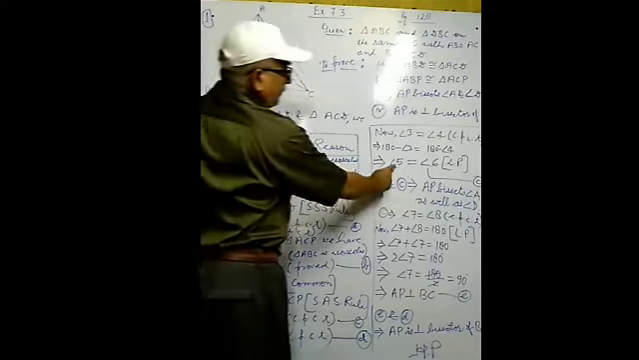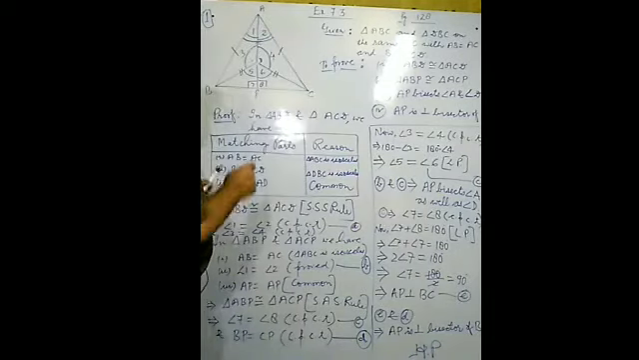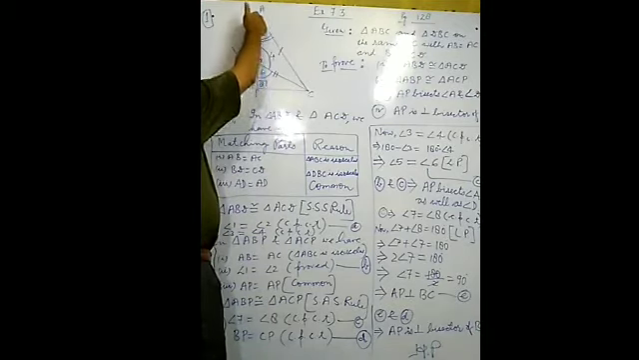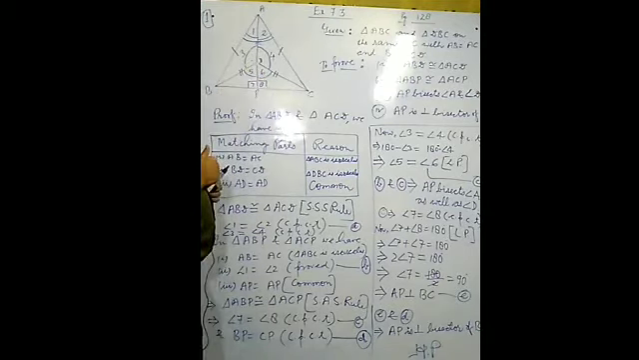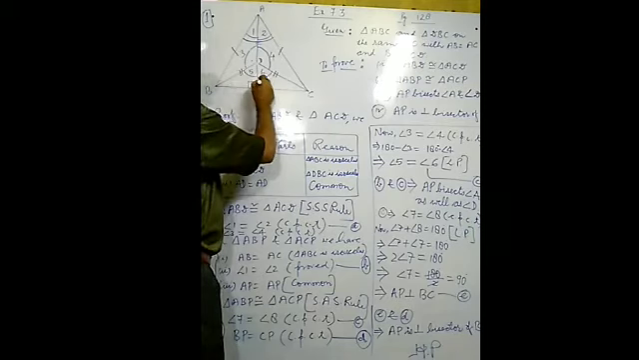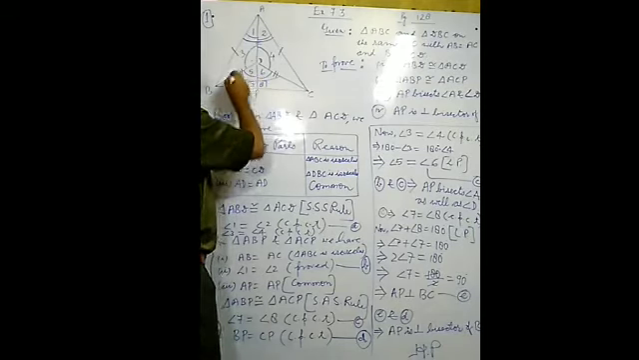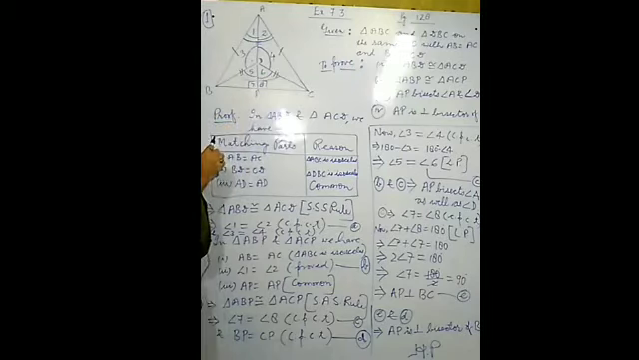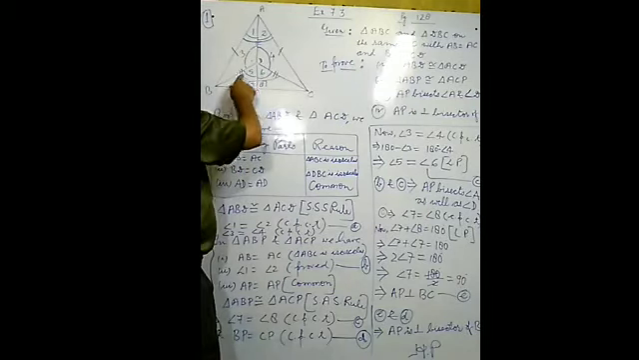Angle 5 equals angle 6. If angle 5 equals angle 6, what role does AP have? AP is bisecting the complete angle D. You may mark here: angle 5 equals angle 6 indicates AP is the bisector of angle D.